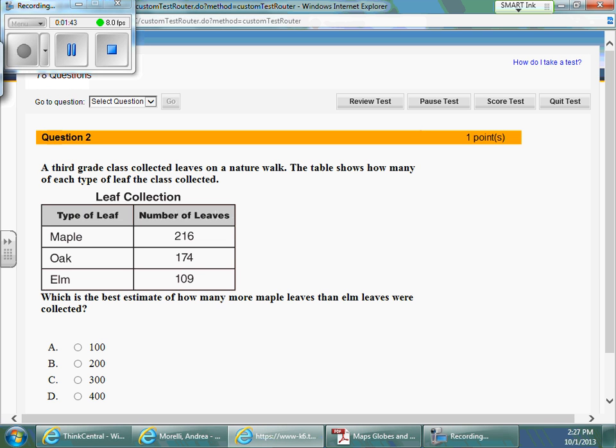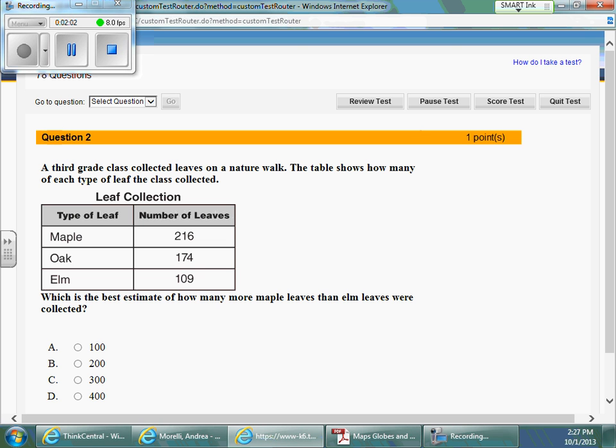Let's look at the next one. A third grade class collected leaves on a nature walk. The table shows how many of each type of leaf the class collected. Okay, so we have a table. There are maple leaves, oak leaves, and elm leaves. Which is the best estimate of how many more maple leaves than elm leaves were collected?